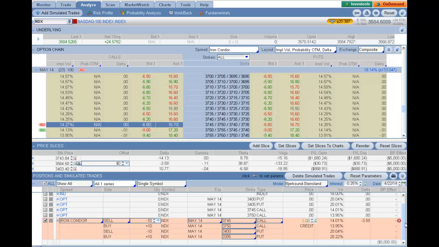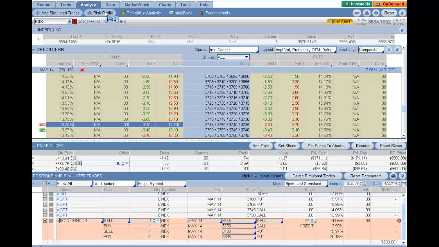Now, note that the buying power effect is $5,000. Note that I'm trading 10 contracts. We can reduce that. We can make it one contract. And note that the credit is changing. We're in a live market situation, so it's moving on us up and down. Note now that my buying power risk is $500 and my max credit is 95 cents. Of course, it's multiplied by 100, so it's $95. So what I can make on this trade is $95. What my risk will be would be $405.